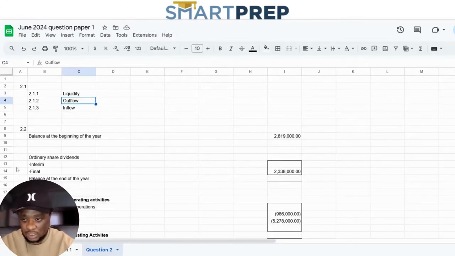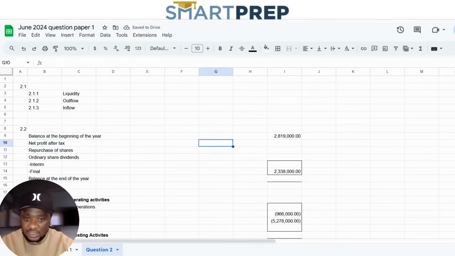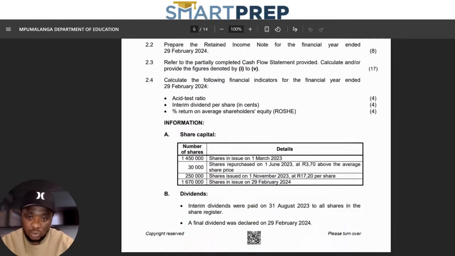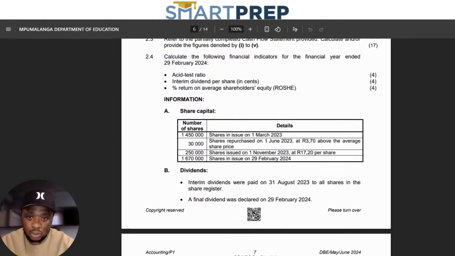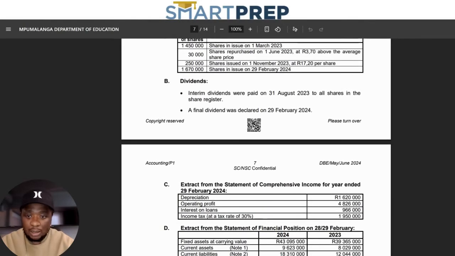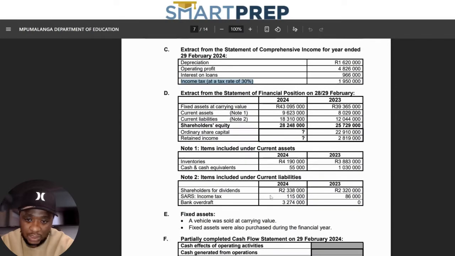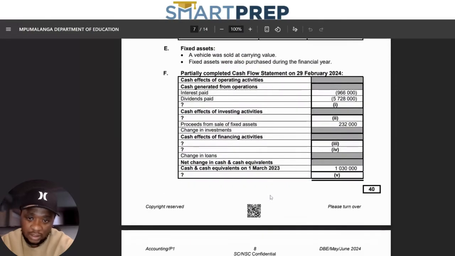So when it comes to the retained income note, we know that we have the balance at the beginning of the year. The thing that follows after that is the net profit after tax. And then we also have the repurchase of shares. All right, so net profit after tax, I'm going to start there. Let's find the information that relates to the profit after tax. So we have share capital information, we have dividends information, and then in number C, that's where they give us the profit because they're giving us income tax, which is at 30%, and we'll be able to calculate profit that way if there's nothing else given.